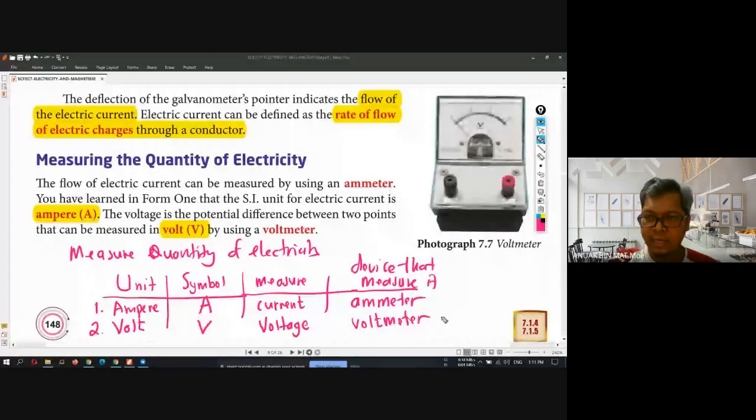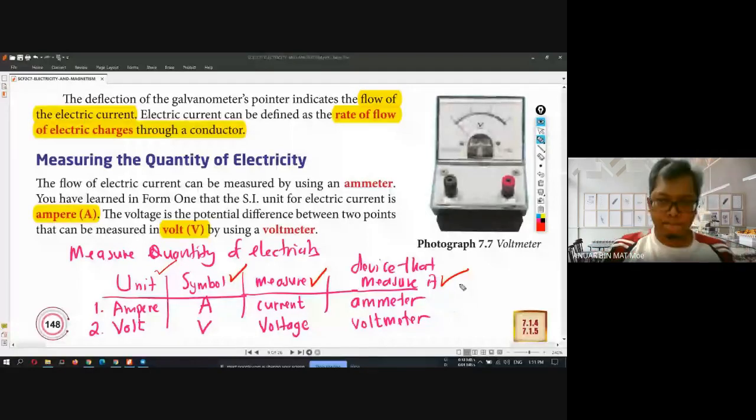You must understand this. The first one is the unit, and then the symbol, and then what it measures, and then the device that measures the unit. Can you understand this? Never mind, you can look at it later in our recording. Is it okay? Okay, thank you.